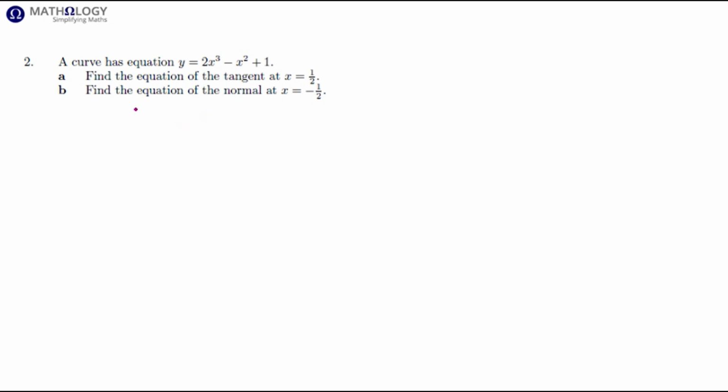To find the equation of the normal, we're going to need to know the gradient of the normal and a point that lies on the normal. To find the gradient of the normal, we're first going to have to find the gradient of the tangent. Now, this curve is given in the form y equals. I find it preferable to express a curve in terms of f of x. It really doesn't make a difference whatsoever. It's just easier to work with.